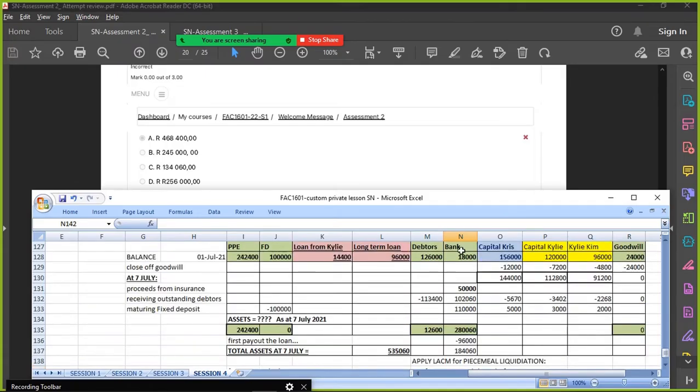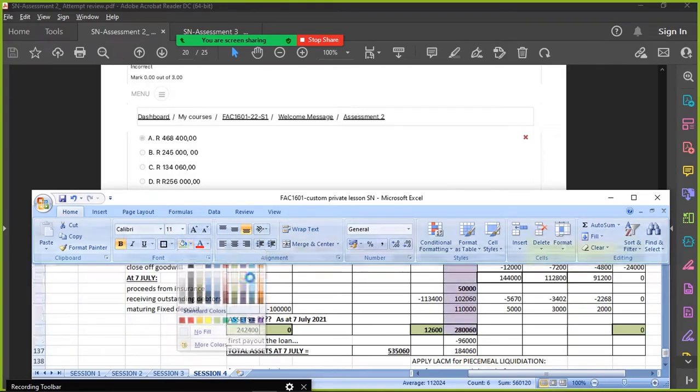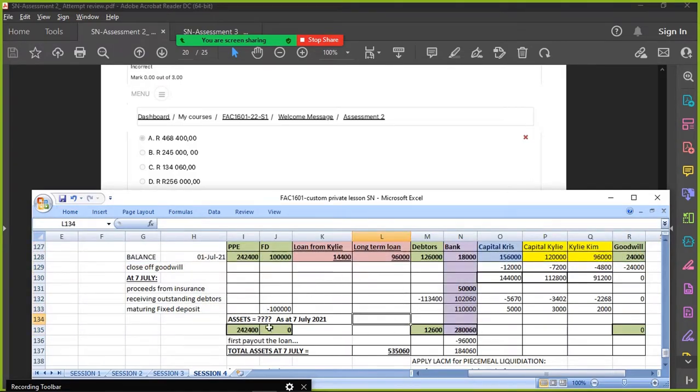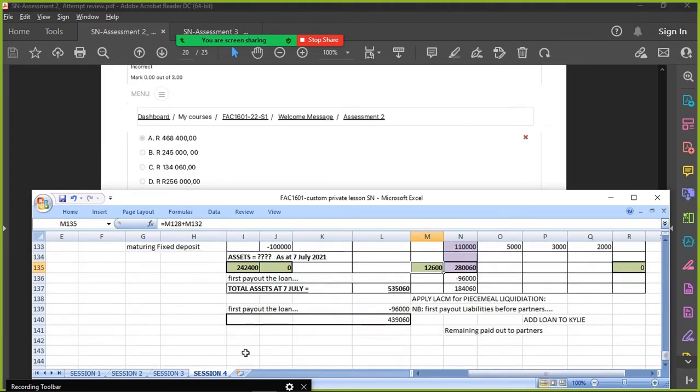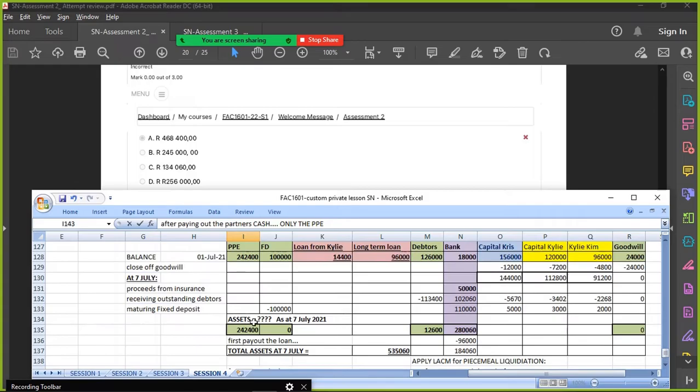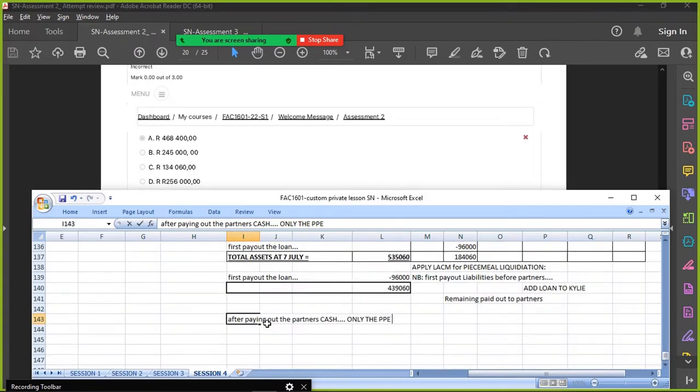So if bank is paid out to the partners, the only remaining figures that you would have left would be the property, plant and equipment and the debtors. Do you see that? Yeah. So after paying out the partners cash, only the PPE, was it PPE? Yeah, PPE and debtors will remain.